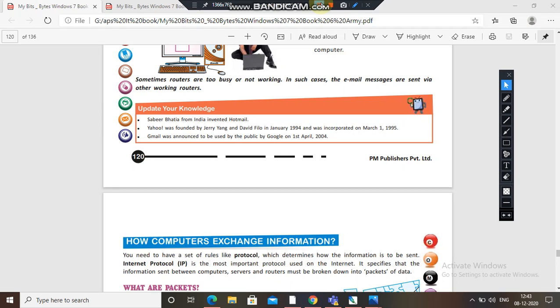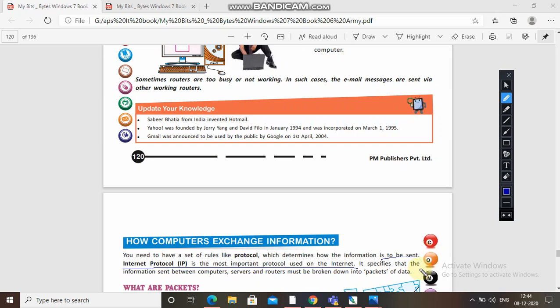Now, how do computers exchange information? You need to have a set of rules, like a protocol, which determines how the information is to be sent. IP is the most important protocol used on the internet. It specifies that the information sent between computers, servers, routers must be broken down into packets of data. They are not going in a huge bulk amount in a box, but in small packet form.